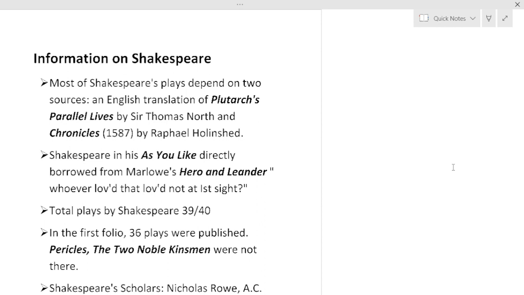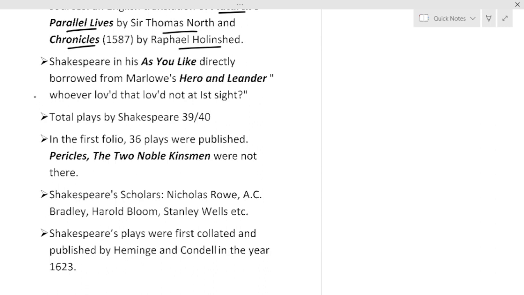Most of Shakespeare's plays depend on two sources: an English translation of Plutarch's Lives by Sir Thomas North and Chronicles by Raphael Holinshed. So these two sources you will find as the source of most of Shakespeare's works. Shakespeare in his As You Like It directly borrowed from Marlowe's Hero and Leander: "Whoever loved that loved not at first sight."